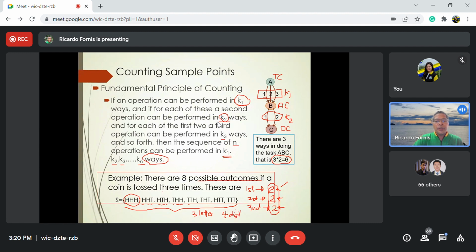Of course, we can do the calculation using the principle of counting, or you can list all of them, and it will take you a very long time because there are so many possible outcomes in this particular requirement. I hope that the principle of counting is clear to all of us.